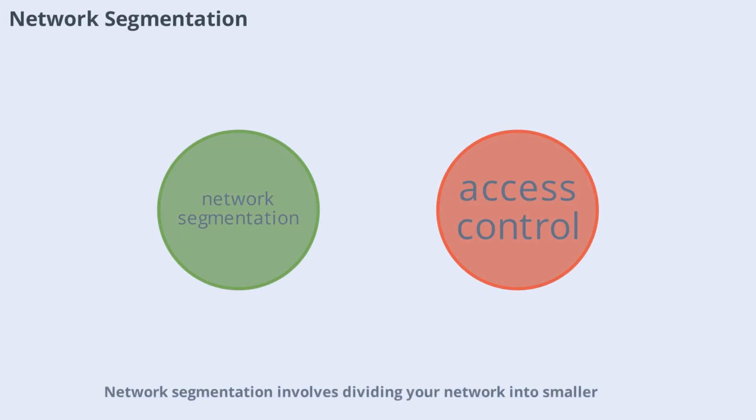Network segmentation involves dividing your network into smaller, isolated sections. This limits the spread of malware and makes it easier to control access to sensitive data. For example, you might separate guest Wi-Fi from your main business network. Proper segmentation reduces the risk of a single breach compromising your entire system. In the next scene, we'll discuss how to implement segmentation effectively.